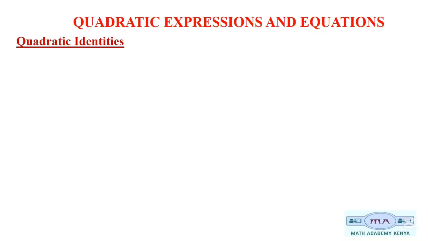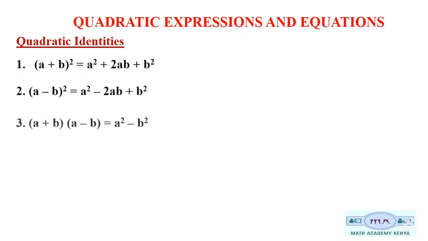There is a simple way of carrying out expansion using quadratic identities. We have three main quadratic identities that we are going to employ in this particular topic. The main quadratic identities are as listed here: a plus b squared, then a minus b squared, then a plus b into a minus b.